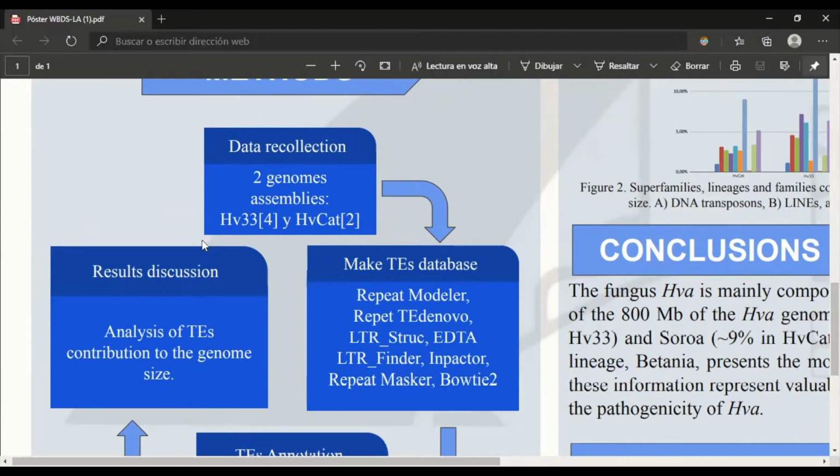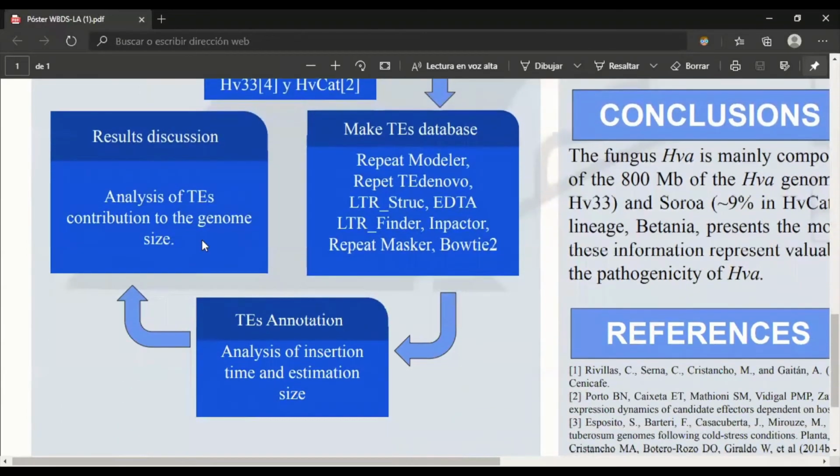Impactor was used for classification, RepeatMasker for the annotation, Bowtie2 for mapping, and the CD-HIT software was used for the clustering process. Then we proceed to make the annotation of the transposable elements. At this stage, we also have an analysis of the insertion time and an estimate of the genome size. Finally, the results are discussed, in which the analysis of the contribution of transposable elements in the genome size of the species is carried out.